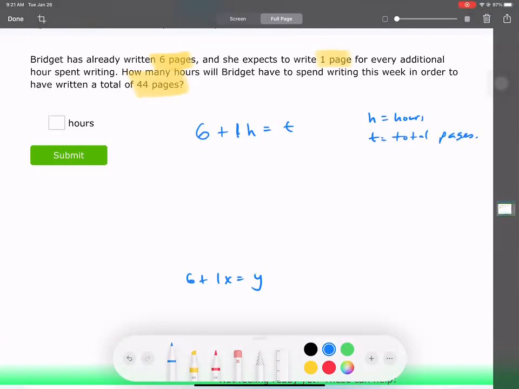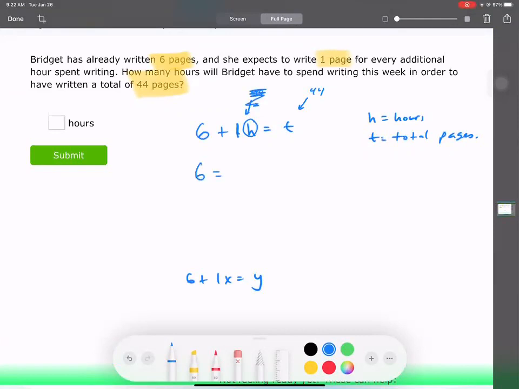Okay, so we said she needs a goal of 44 pages. So do we plug in 44 here in hours or 44 in total pages? Well, obviously, it's in the total pages, right? Our question is, how many hours does she work? So we're looking for this guy. So let's go ahead and plug it in. 6 plus 1h is equal to 44.